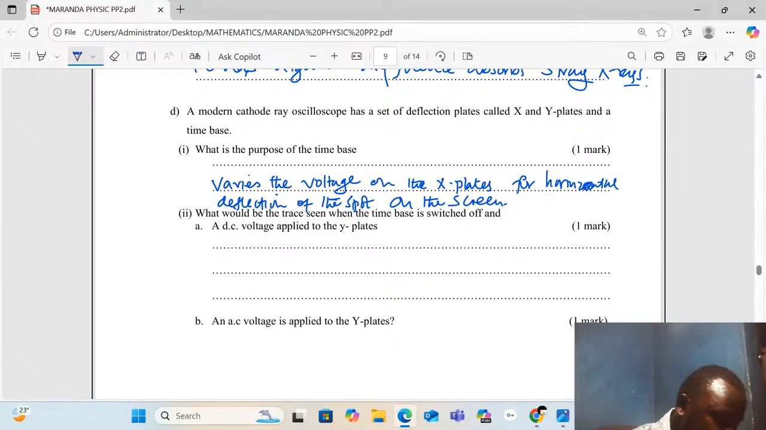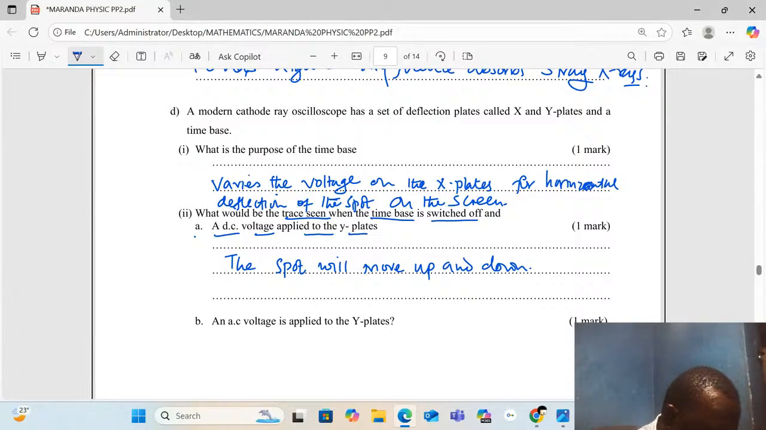What could be the trace seen when the time base is switched off and a DC voltage is applied to the Y plates? So we expect the motion to be up and down, and this will be that the spot will move up and down.